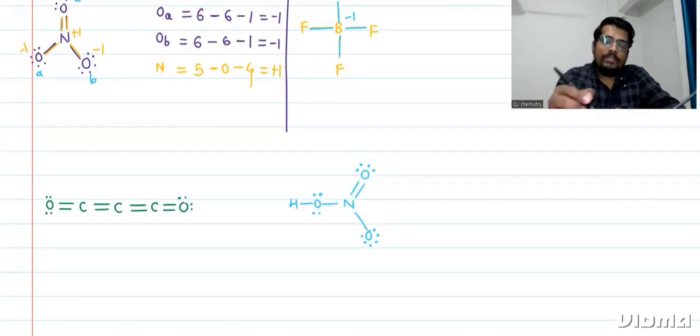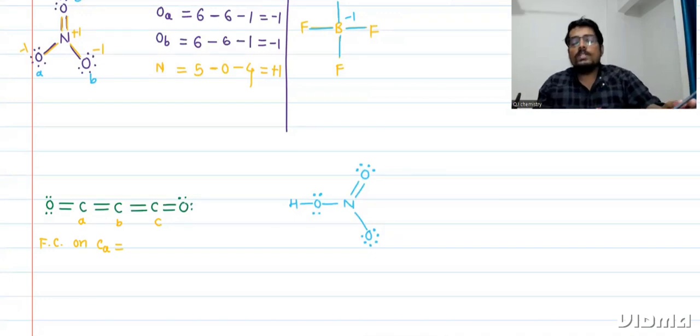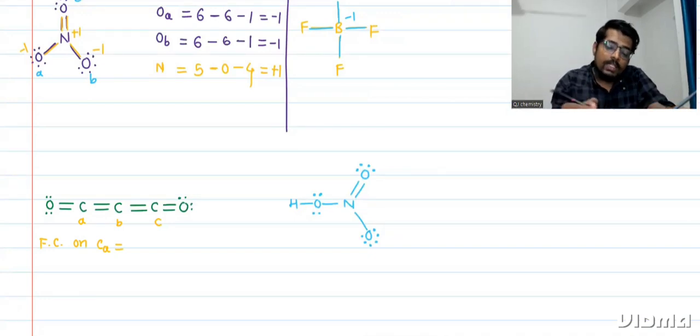Next question is carbon suboxide. In carbon suboxide, find the formal charge of carbon A, carbon B, and carbon C. Formal charge on carbon A is equal to the number of electrons in the valence shell of carbon, which is 4, minus the number of dots on carbon, 0, minus how many bonds are attached to carbon A, total 4. So 4 minus 4, the formal charge on carbon A is equal to 0.